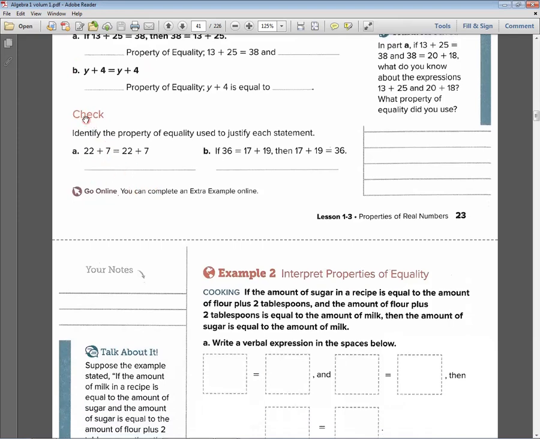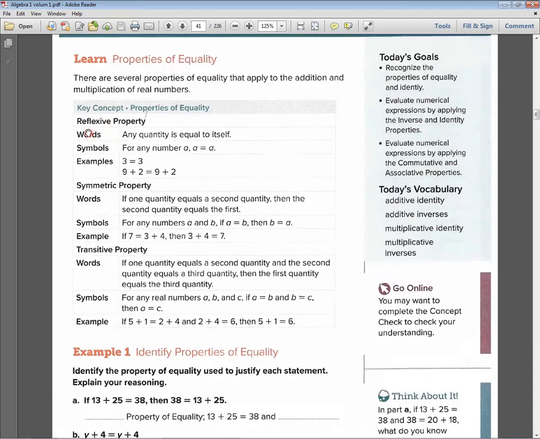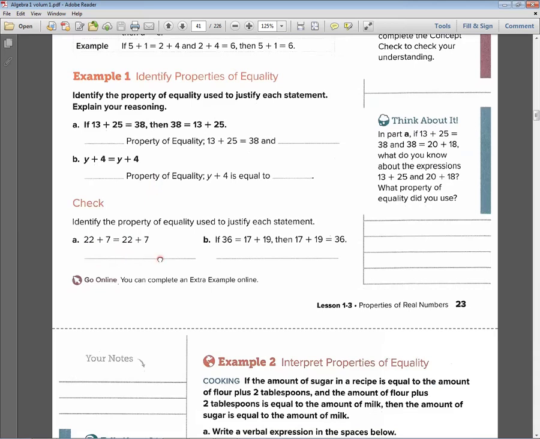Another problem here, another check. Identify the property of equality used to justify your statement. The first one here is 22 plus 7 equals 22 plus 7. The first one here was called reflexive property. Any number equals itself. So here we are at the first one, reflexive property.